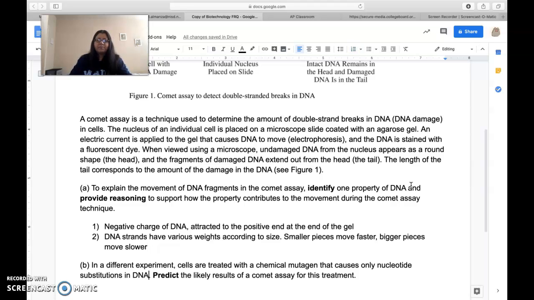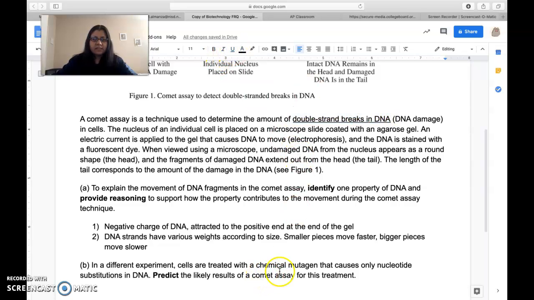So for part B, in a different experiment, cells are treated with a chemical mutagen that causes only nucleotide substitutions in DNA. Predict the likely results of a COMET assay for this treatment. All right, so some of y'all got this. Some of y'all were a little bit confused, and that's fine. If we're looking at a COMET assay, the reason why it works is because COMET assays detect double-stranded breaks, and that's what it says right here. They detect double-stranded breaks in DNA.